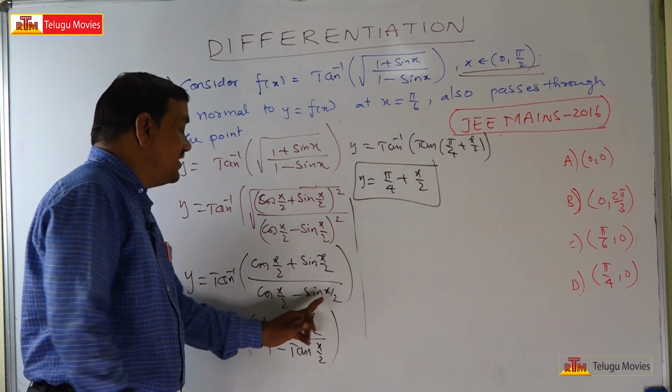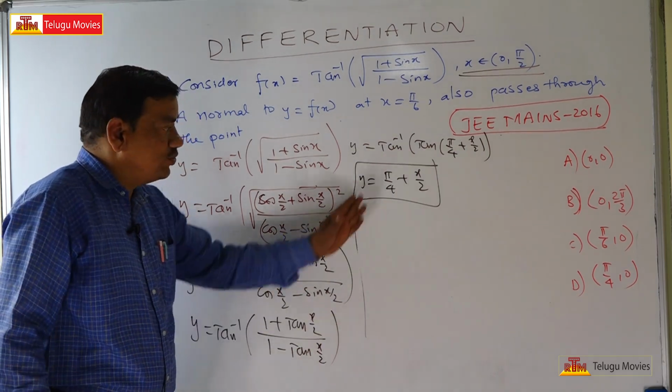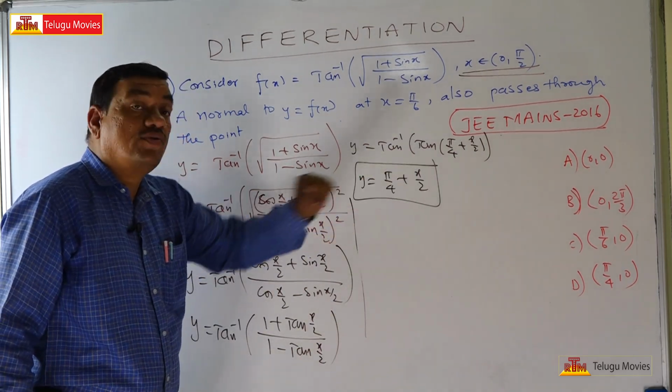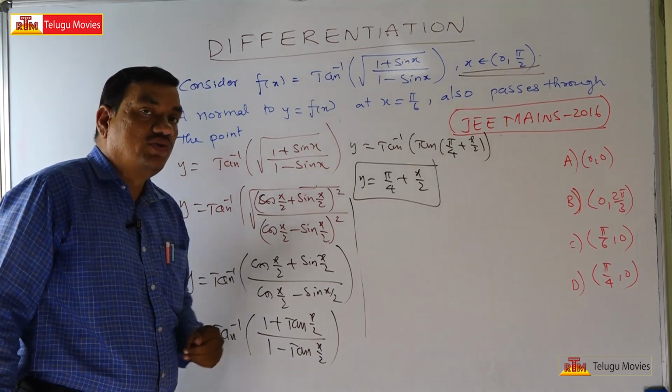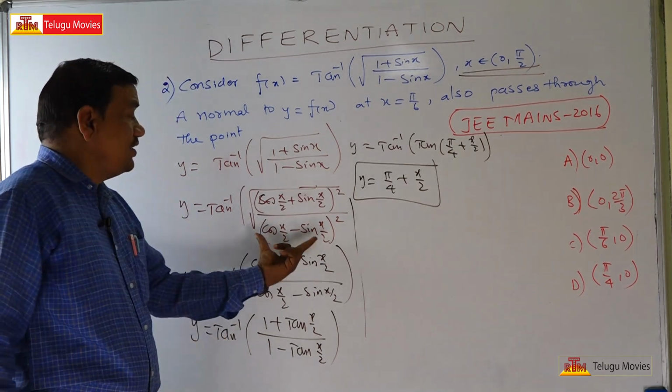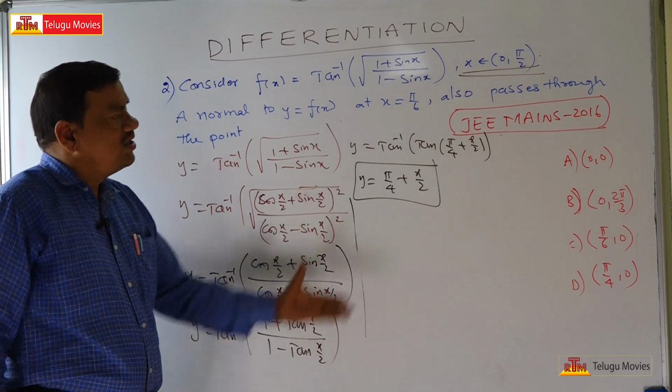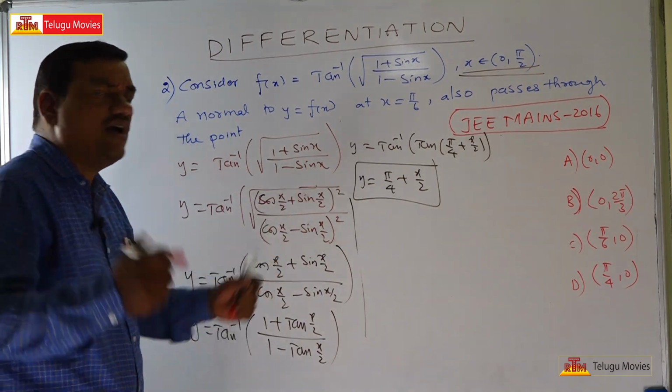Okay, so if you take this sin x by 2 minus cos x by 2, definitely you will get minus pi by 4 minus x by 2. Definitely you will get a different answer. So I hope that you understand this concept. Okay, now from this the problem is very easy.